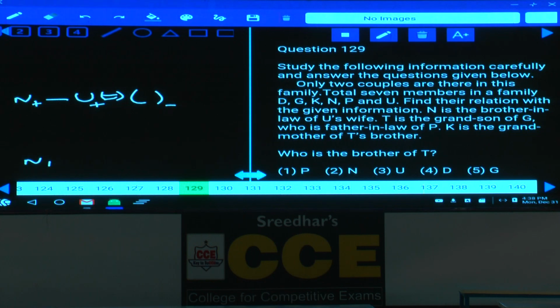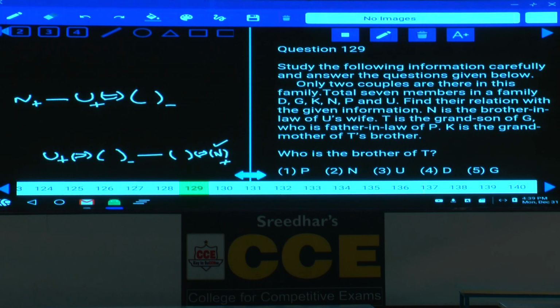N is here, and now U is here. U's spouse is here. U's spouse's brother-in-law could be, who is that person? This person's sister's husband, isn't it? Sister's husband. Now this person is again a brother-in-law. There are 2 possibilities for this brother-in-law. Then U's wife's brother-in-law, and only 2 couples. N is the brother-in-law of U's wife, so N can be at this place.